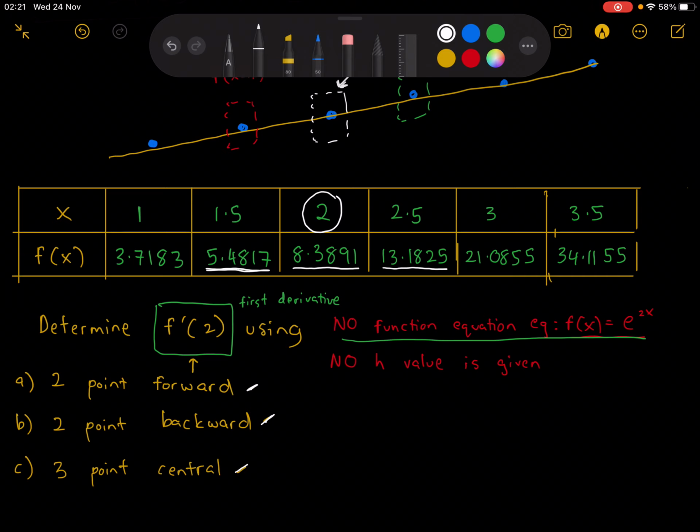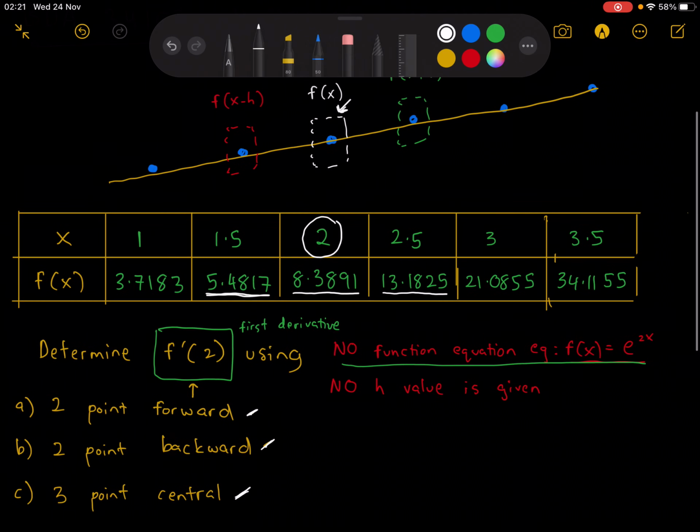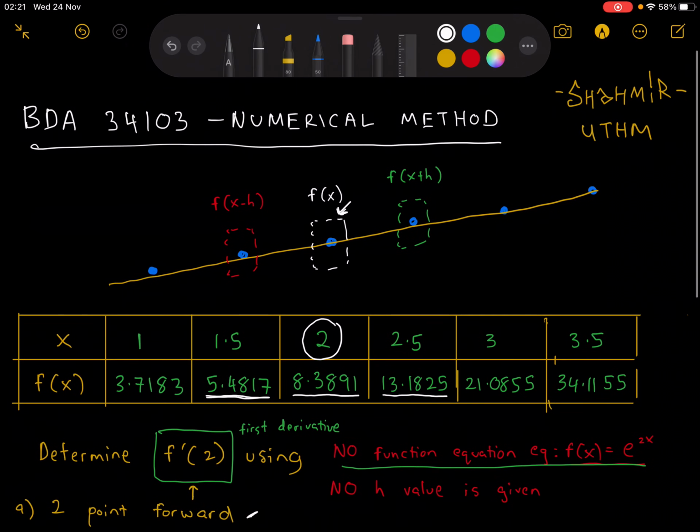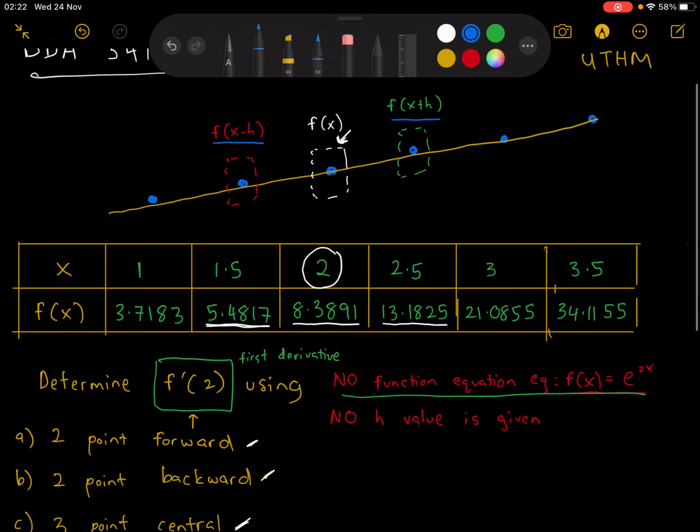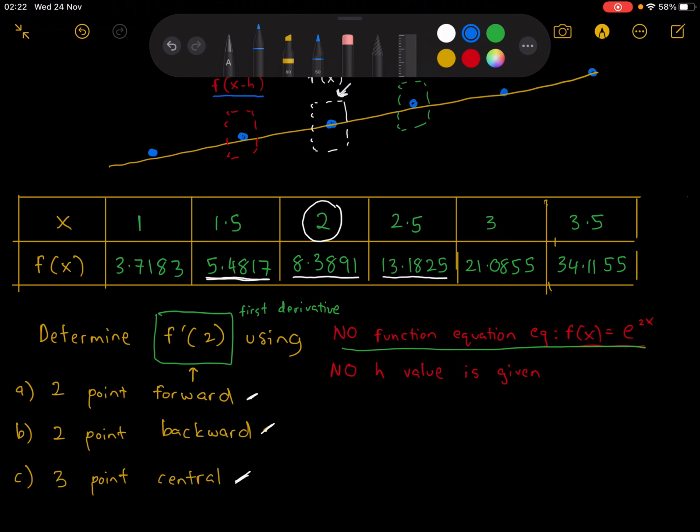And how about 3-point central? If we want to use 3-point central, we need to have f(x plus h) and f(x minus h), and since we already have all of the values, we can straight away solve using 3-point central. So we don't need any function equation because all of the values are given here. So this is solved. How about the second one? No h value is given.